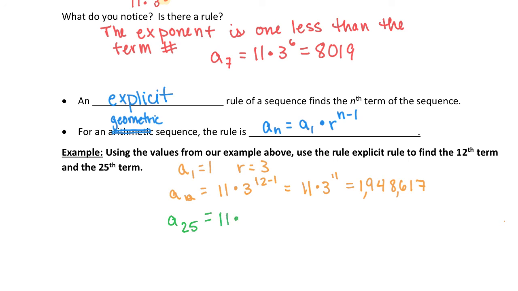The next value we are looking for should be enormous, a sub 25, so the 25th number in this sequence. That's going to be 11 times that 3. 1 minus 25 is 24. I'm not even going to try to read this 13-digit number to you. I think that would be in the trillions. It's 3 trillion, something really big. But you can see that these geometric sequences really do get very large very quickly.